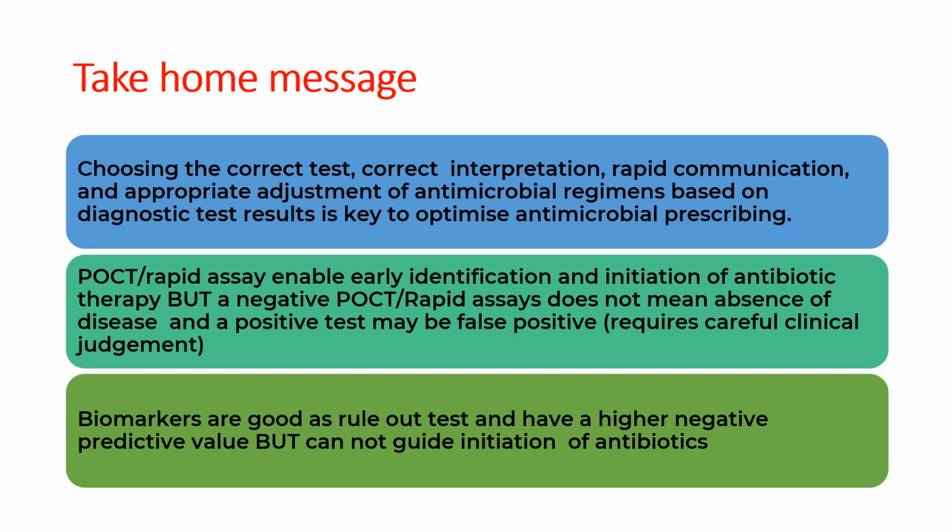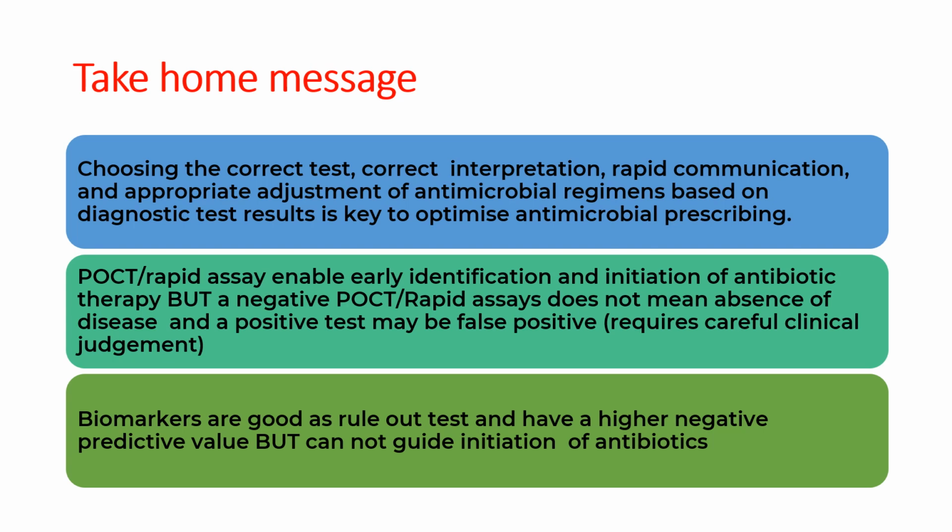Then choose the correct test, and have a correct interpretation of the test. Rapidly communicate to the stakeholders. An appropriate adjustment of the antimicrobial regimen should be made based on the diagnostic test results. These parameters are the key to optimize antimicrobial prescribing. Then point of care tests or rapid tests enable early identification and initiation of therapy. But a negative point of care test or rapid test does not mean absence of disease. A positive test may be a false positive too.